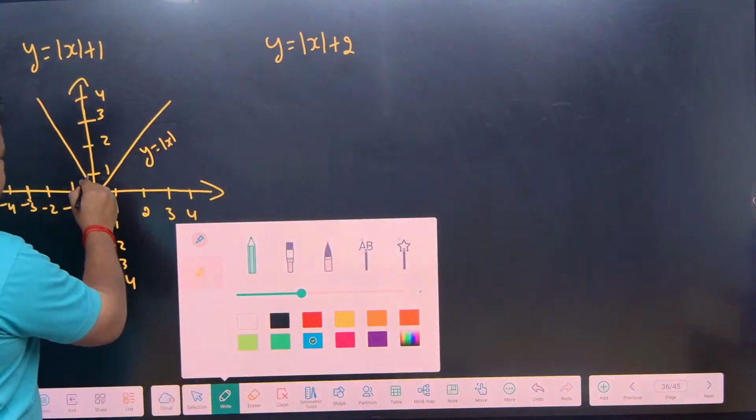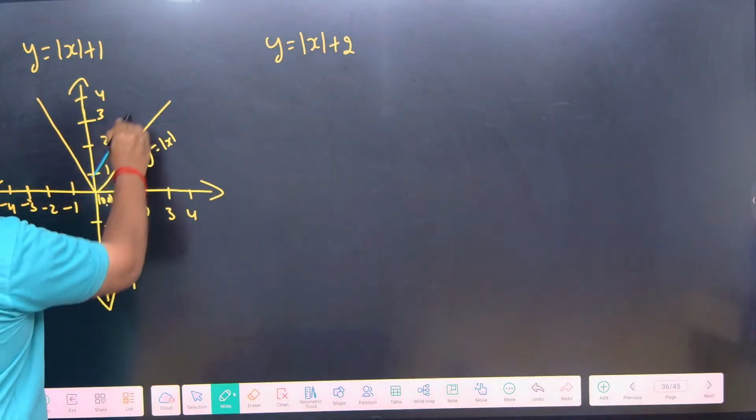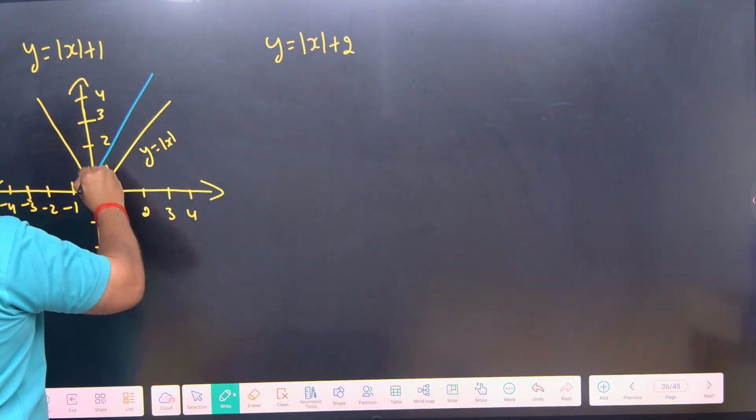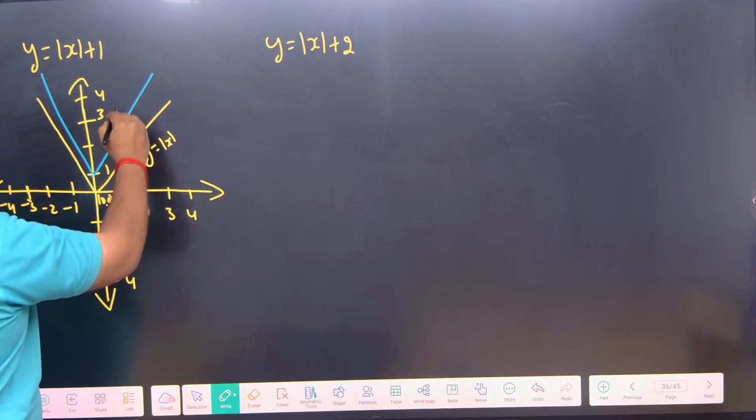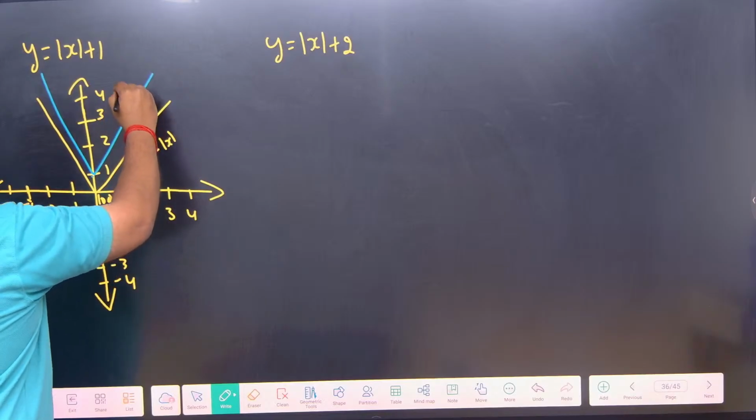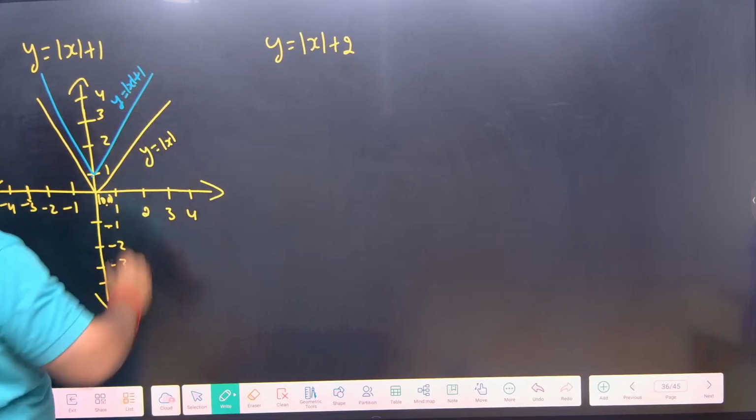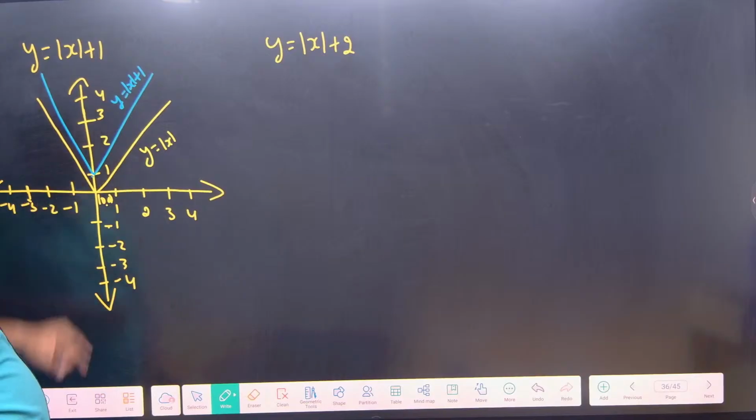And what about this one? From here if I take it, this graph, what we get from here to here, okay, this is called the y is equal to mod x plus 1 graph. This is representing the y is equal to mod x plus 1 graph.